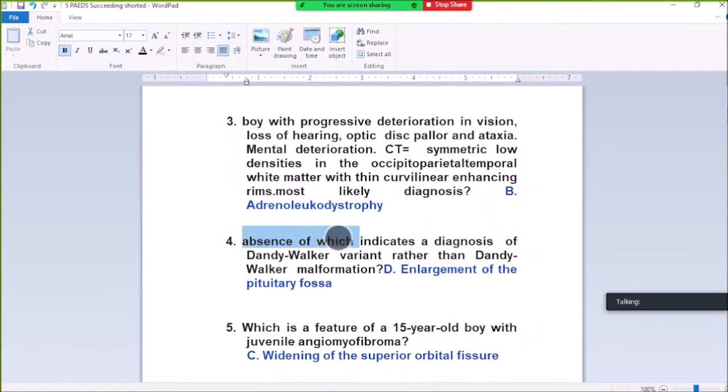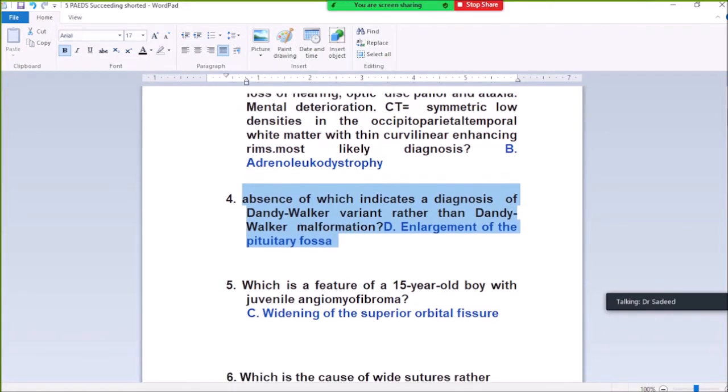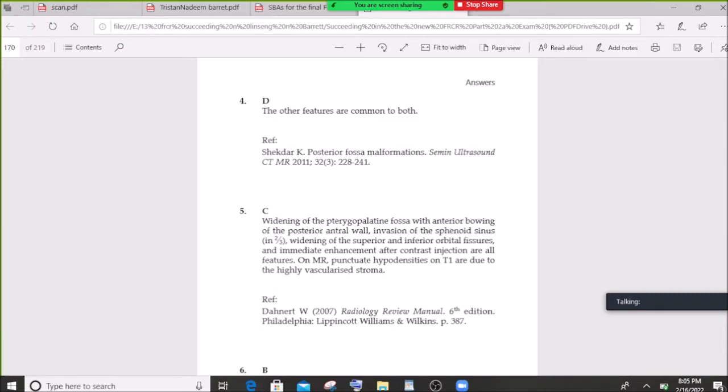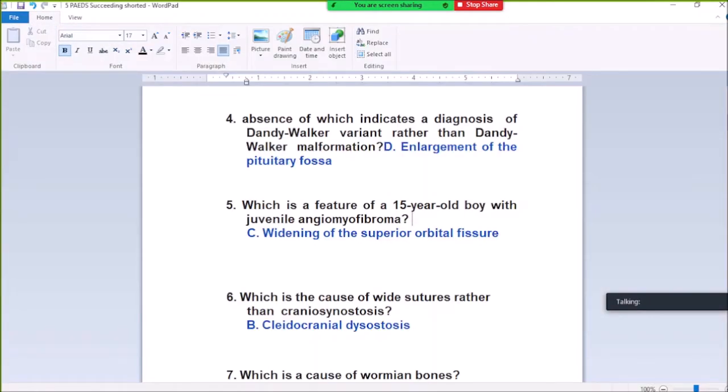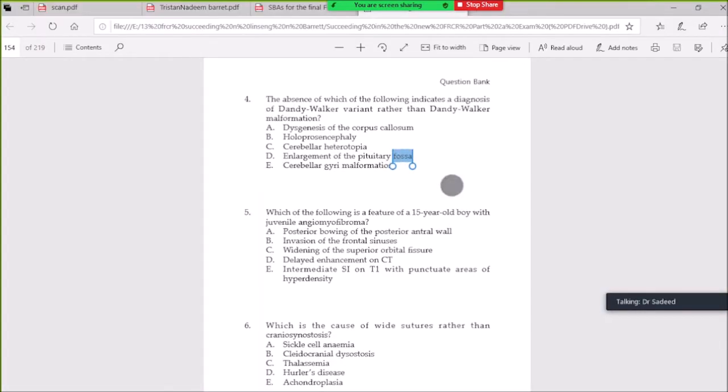Question 4. Presence or absence of which indicates a diagnosis of Dandy-Walker variant rather than Dandy-Walker malformation? Enlargement of posterior fossa. Question number 4. Enlargement of posterior fossa is seen in Dandy-Walker variant.